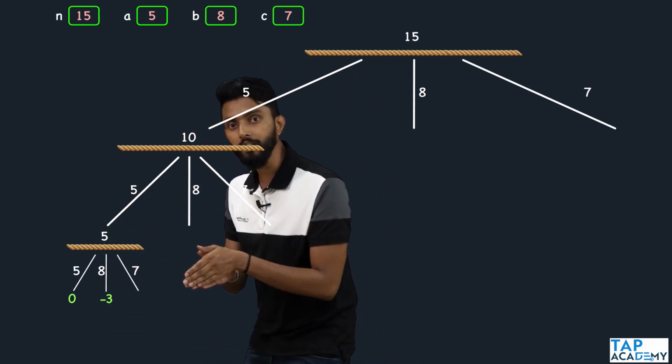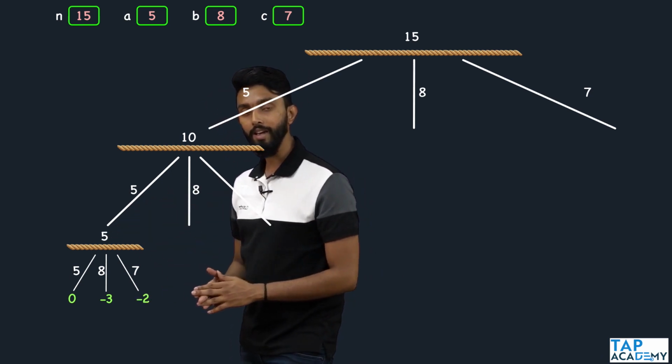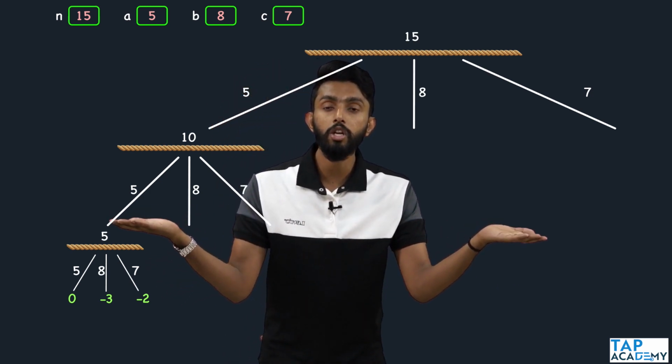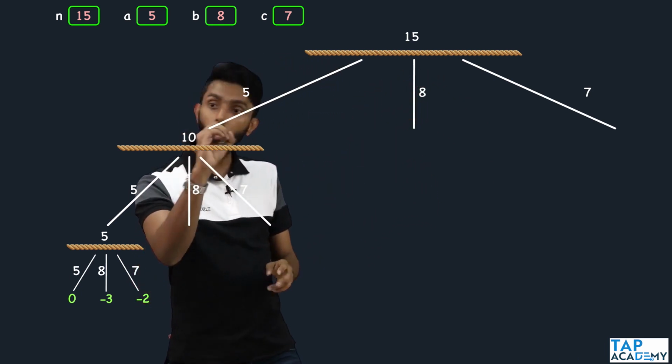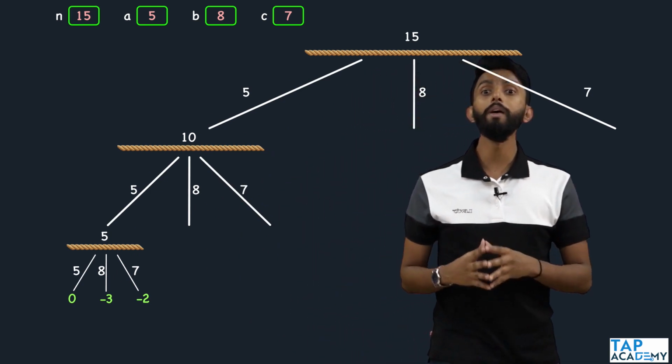Similarly, can I cut off length 7? No, because again 5 minus 7 is minus 2. So you can see that ultimately you have arrived at your base condition. What are your base conditions? Two things. 0 is also your base condition. Negative values is also a base condition.